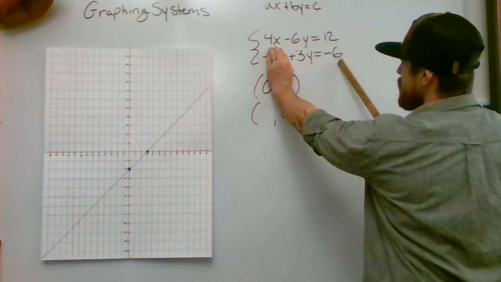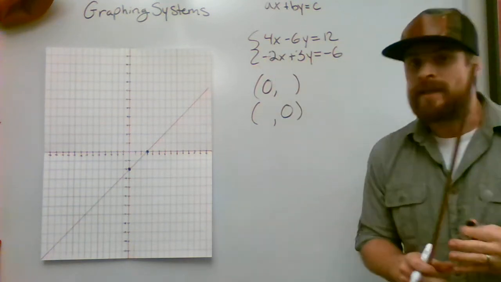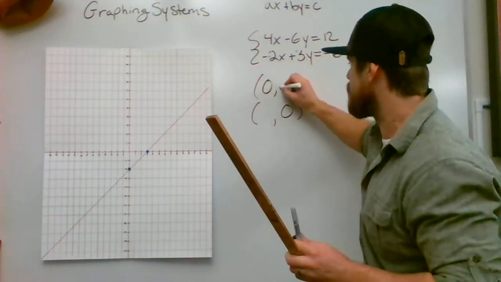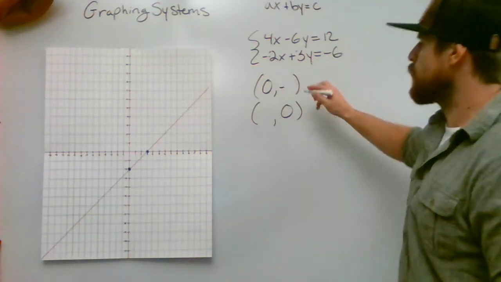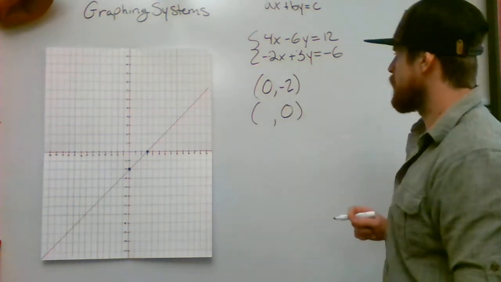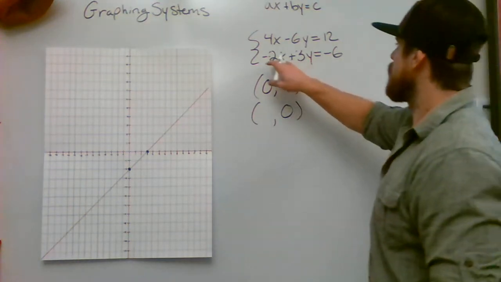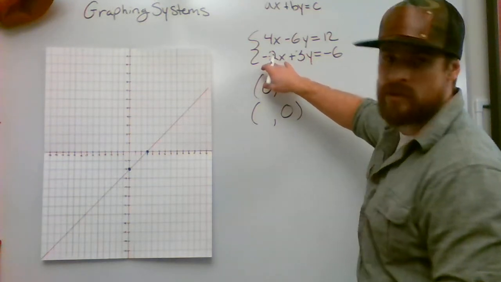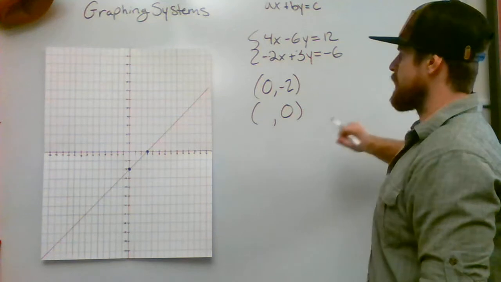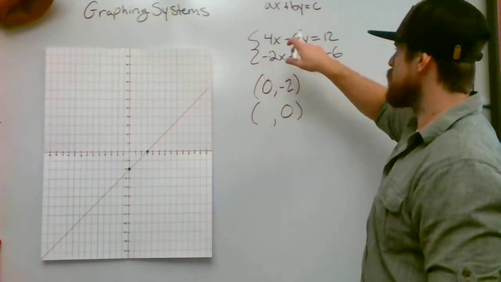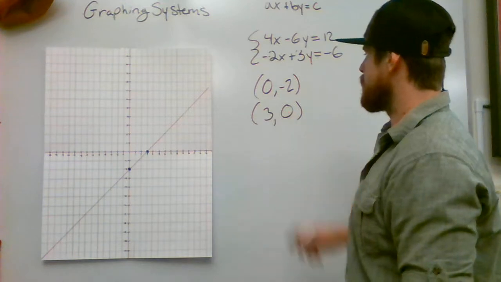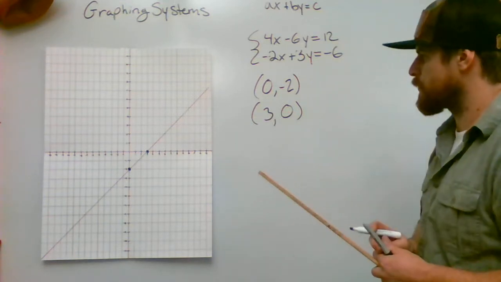3 times something equals negative 6. It's a 3. It's a positive, and it needs to become a negative, meaning your value is going to be a negative, and 3 times negative 2 would make that negative 6. That's our first point. Second point, negative 2 times what would make a negative 6? Negative 2 times 3 would make a negative 6. 0, negative 2, and 3, 0.